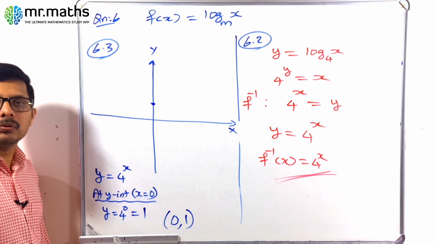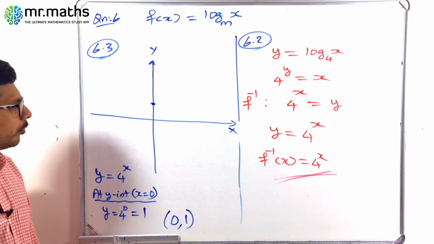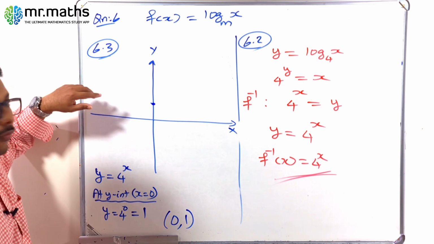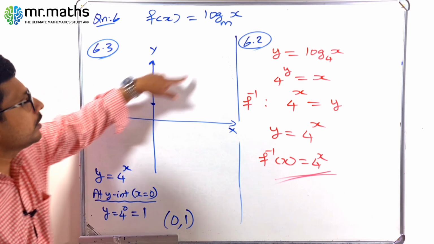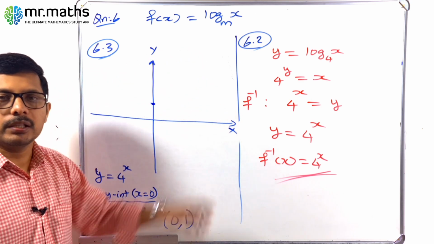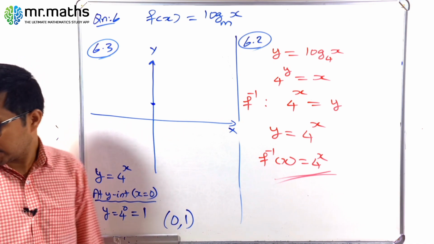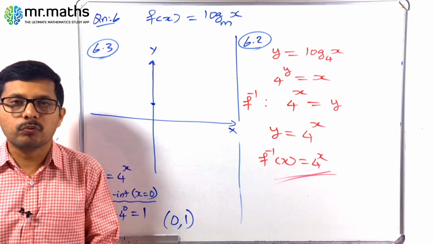Now we have to know at least one more point, because now we have a doubt whether the graph is like this or like this. Now look at the question paper. Question number 6.1.